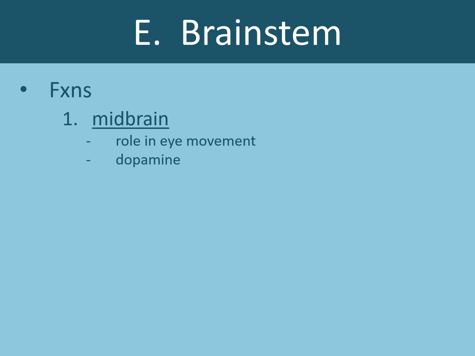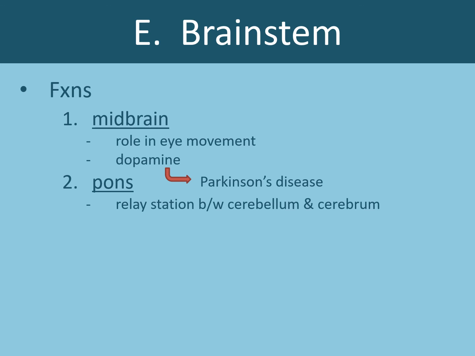Also, the neurotransmitter dopamine is produced in the midbrain. Dopamine plays a role in body movements. In Parkinson's disease, cells in the midbrain die, resulting in a dopamine deficit and thus causing abnormalities in the movements of the body. Also in the brainstem is the pons. The pons serves as a relay station between the cerebellum and cerebrum. The pons is located just anterior to the cerebellum.